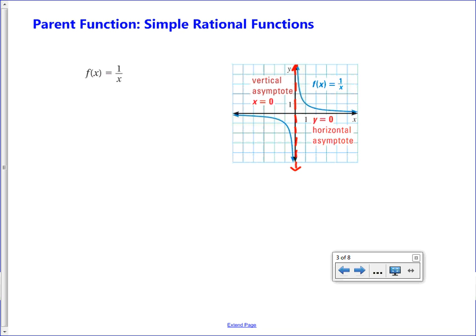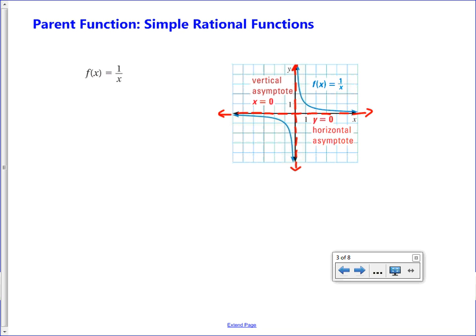That asymptote exists because x can't equal 0 when it is the bottom of a fraction like that. So the graph is going to approach that, but it's never going to cross it because x can't be 0. And there's also a horizontal asymptote on this rational graph, and that's located here along the x-axis.